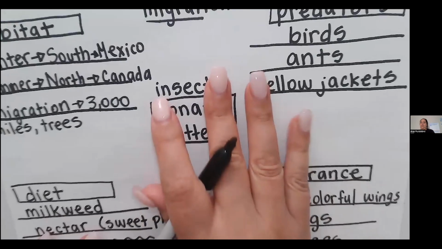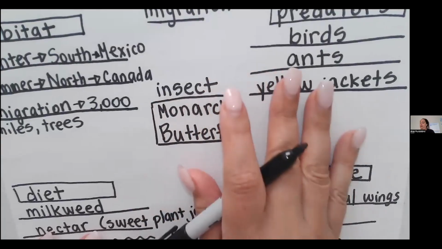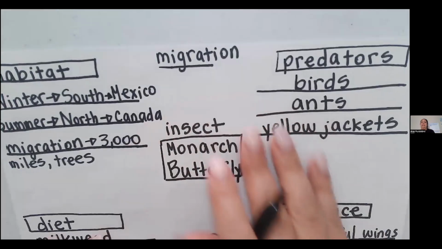We're going to need this for part 2, where we're going to write a paragraph about monarch butterflies. See you next time.